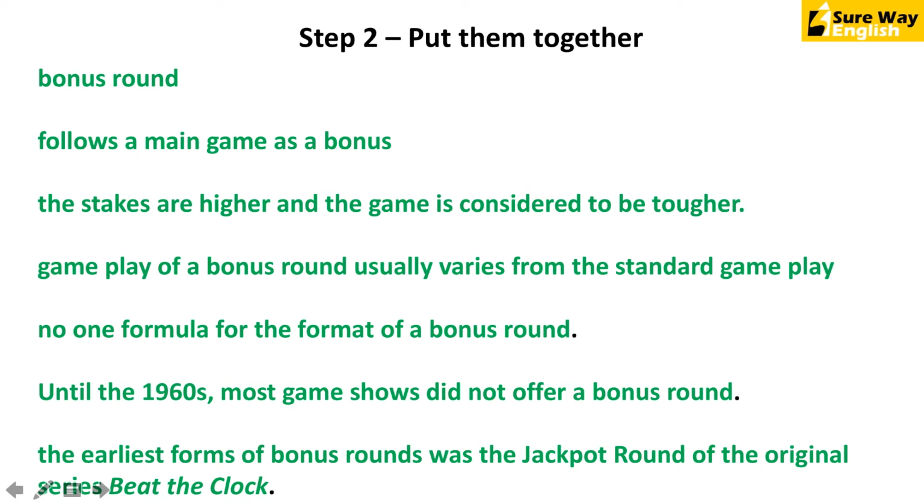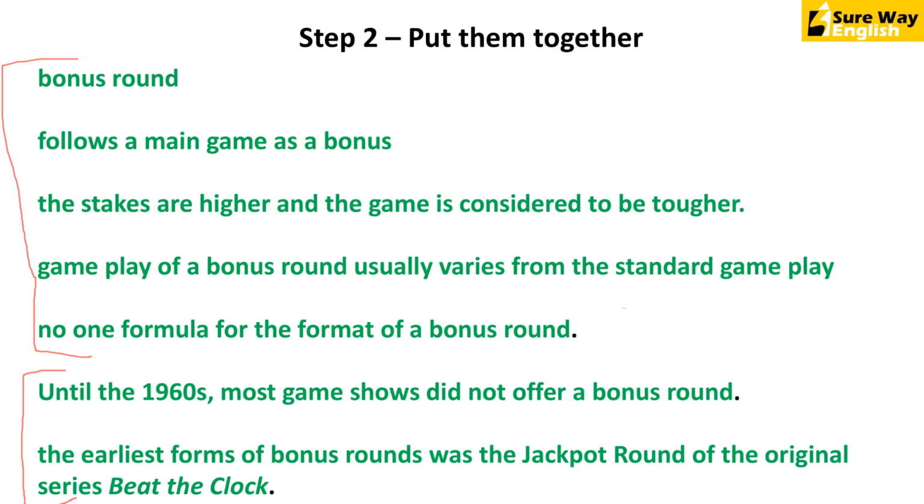Now that whole, you can say that becomes your one sentence, and then for this you can combine this into one sentence, that until the 1960s most game shows did not offer a bonus round, and the jackpot round of the original series Beat the Clock was an early example. But these are two sentences. What we need is one single sentence. So at least what you have done is from 10 or 9 sentences, you've now just reduced it to 2 sentences.